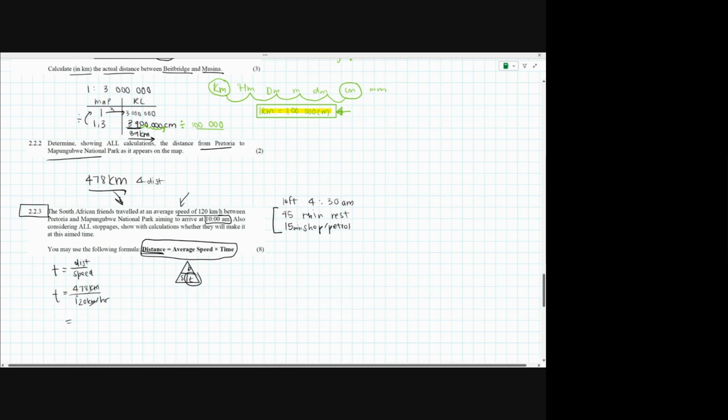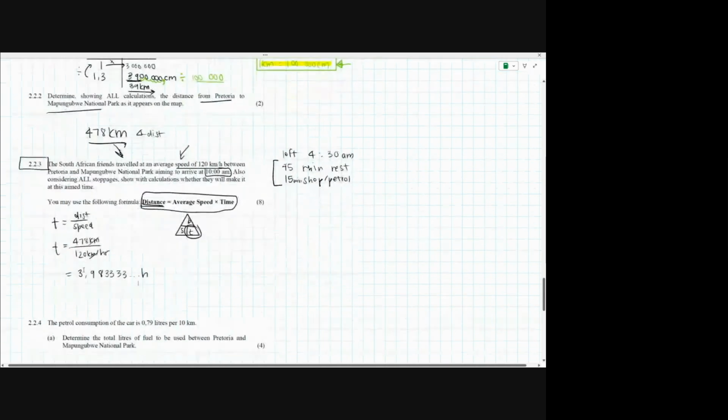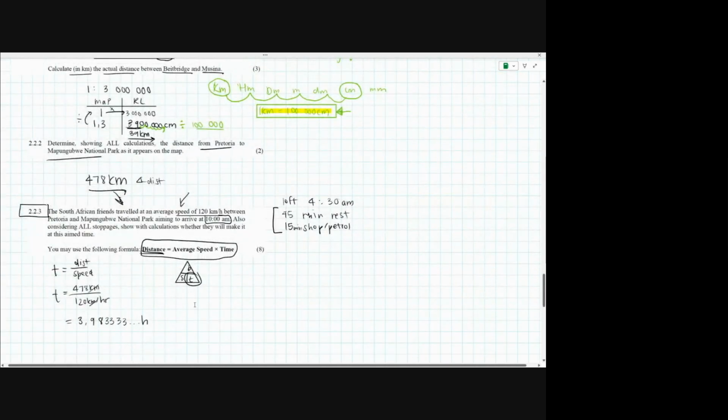Okay, when you divide 478 by 120, you get a recurring decimal of 3.98333333, and so it keeps going, hours. Now this is where things get dodgy, particularly when it comes to time, because the expectation is that you know how to convert this.